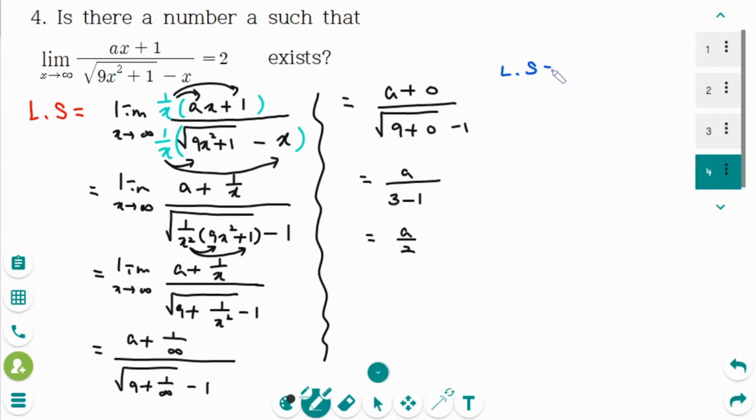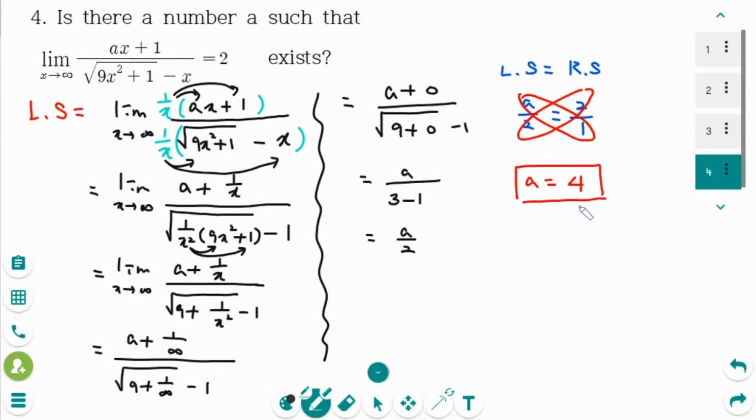Now the left side must equal the right side. So the left side, a over 2, equals the right side, which is 2. And make a fraction. Then you can use cross multiplication to find a. So a equals 4. The answer is 4.